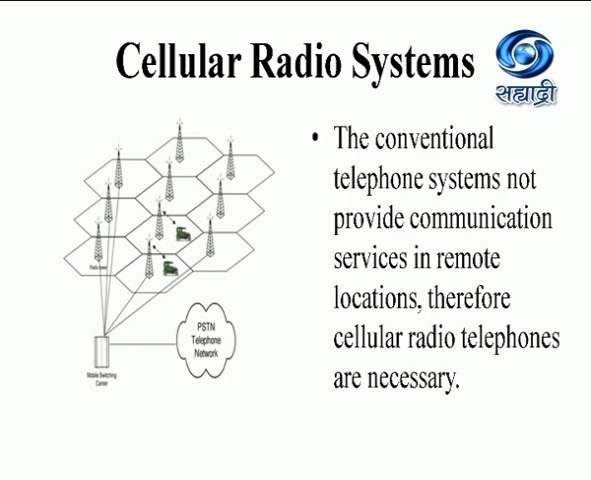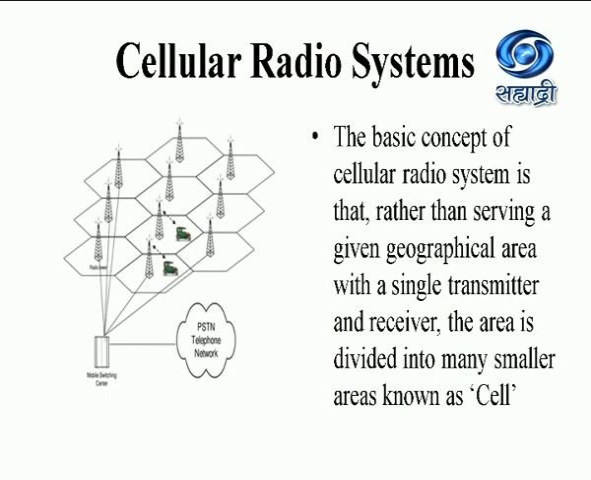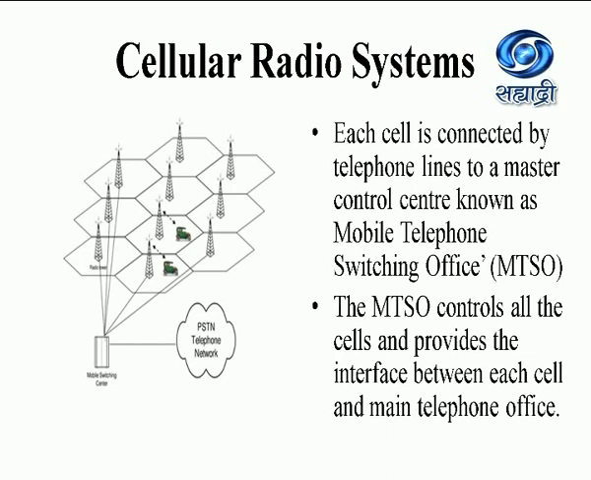Cellular radio systems: conventional telephone systems do not provide communication services in remote locations. Therefore, cellular radio telephones are necessary. The basic concept of a cellular radio system is that rather than serving a given geographical area with a single transmitter and receiver, the area is divided into many cells. Each cell is connected by telephone lines to a master control center known as the MTSO, Mobile Telephone Switching Office. The MTSO controls all the cells and provides the interface between each cell and the main telephone office.